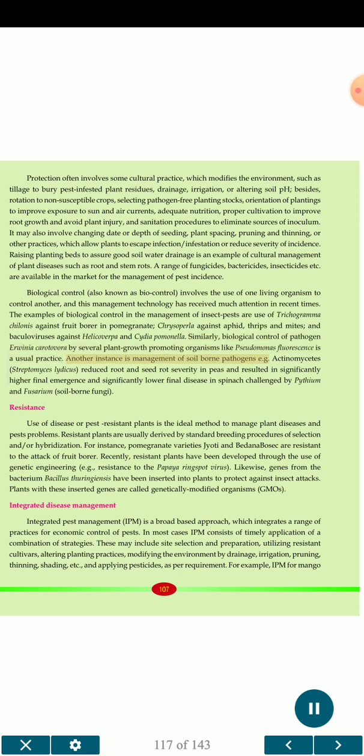Another instance is management of soil-borne pathogens, e.g. Actinomycetes, Streptomyces lydicus, reduced root and seed rot severity in peas and resulted in significantly higher final emergence and significantly lower final disease in spinach challenged by Pythium and Fusarium, soil-borne fungi.